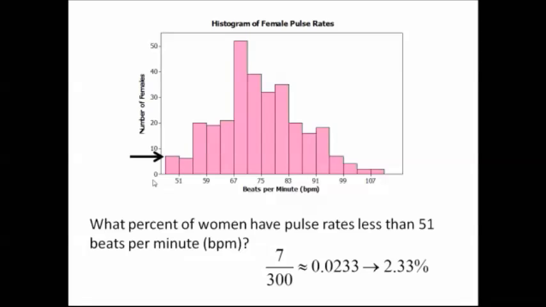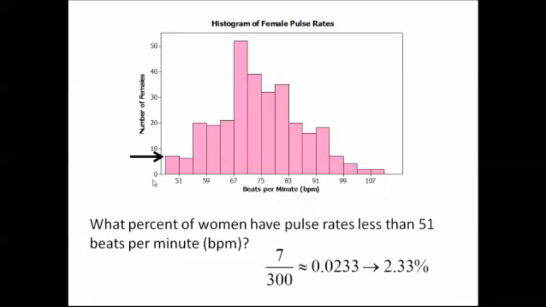7 of 300. So 7 divided by 300, we see the decimal there of 0.0233. And we quickly turn that into a percent by multiplying by 100%. So only 2.33% of women among these 300 have a pulse rate of 51 beats per minute or less. So I'm not too terribly surprised by this outcome.